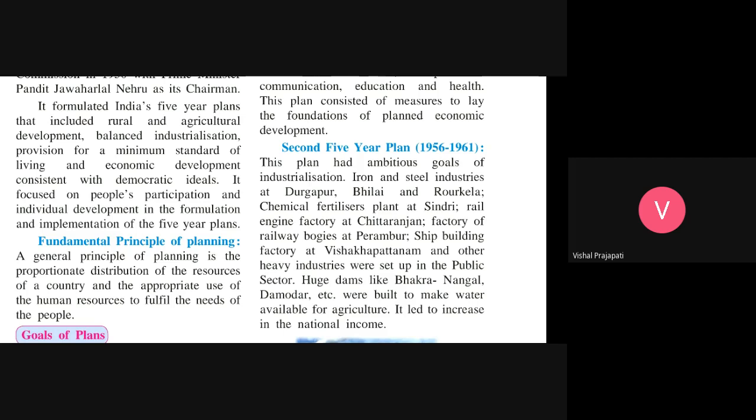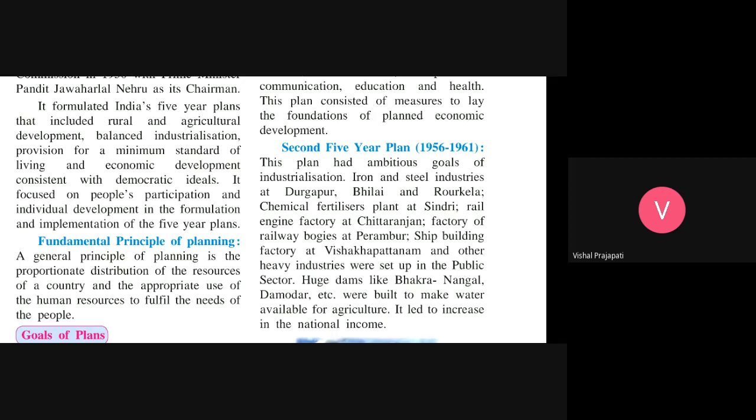Okay. So the next one, see, the rail engine factory at Chittaranjan. It is in West Bengal. Okay. Factory of railway bogies at Perambur. Perambur, I don't know. I think it is also, maybe it is in Bengal.